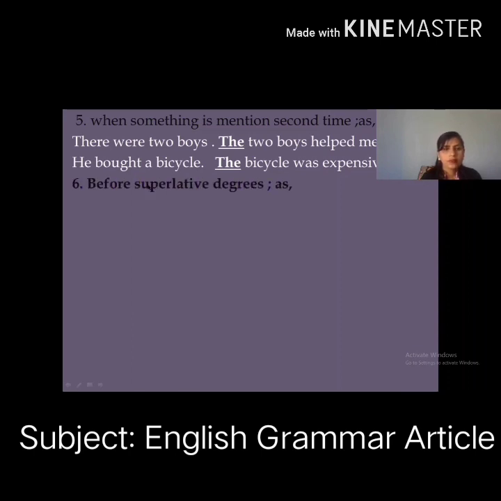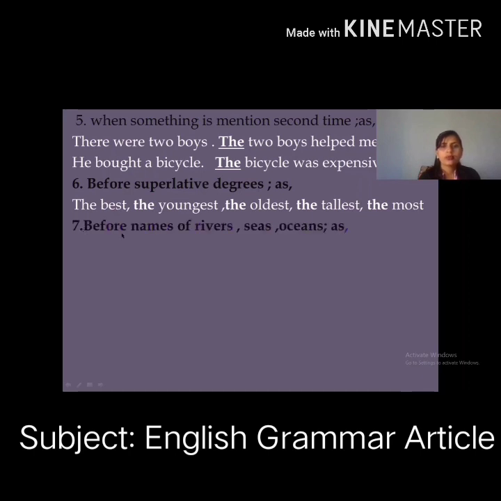The is used before superlative degree. Look at the example. Best, youngest, oldest, tallest, most. These are the superlative degree. So before the superlative degree, we have to use article the and say the best, the youngest, the oldest, the tallest, the most, etc.